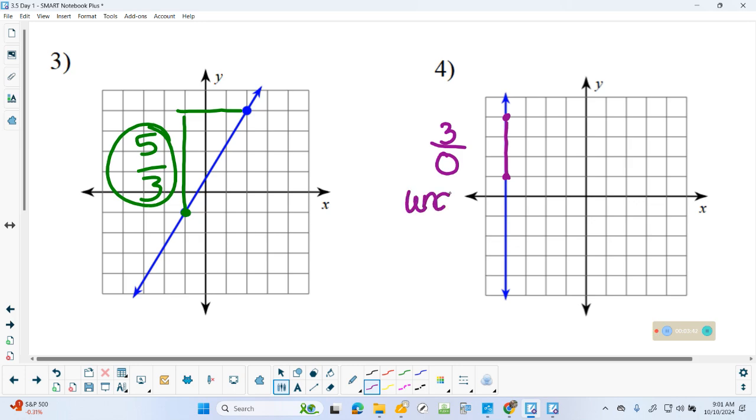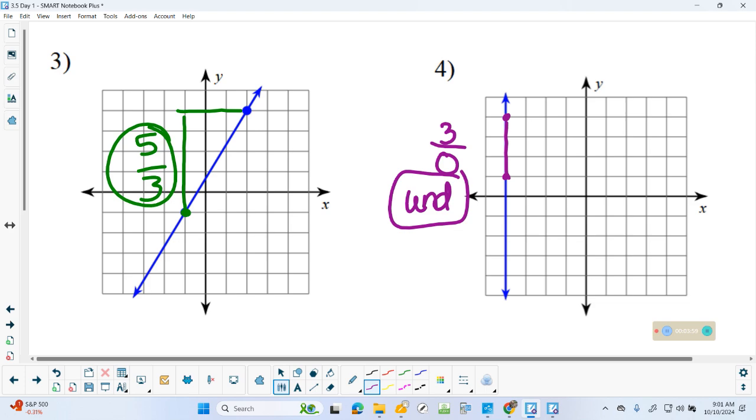Now, here's the other thing. As you do this a lot, you're going to be like, oh, yeah, vertical lines never have a run. I don't even pick points and count. I just know because there's no run, all vertical lines have an undefined slope. I just write down undefined and go about my business, okay?